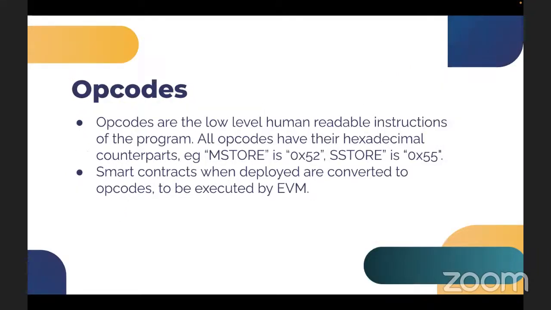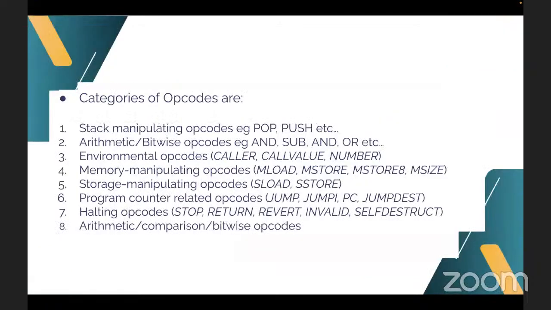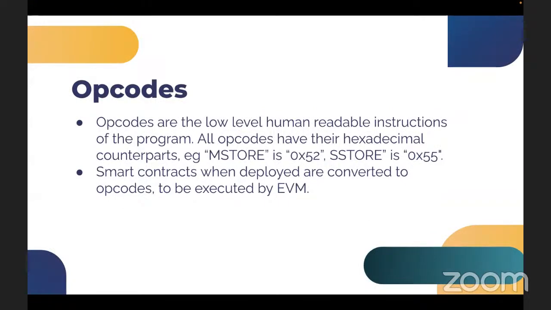So for opcodes, let me just read this. Opcodes are low-level human-readable instructions of the program, and all opcodes have their hexadecimal counterparts. For example, MSTORE is 0x52, SSTORE is 0x55, and smart contracts when deployed are converted to opcodes to be executed by the EVM. So when we deploy smart contracts, they get converted to opcodes because opcodes are what the Ethereum virtual machine can understand and execute.